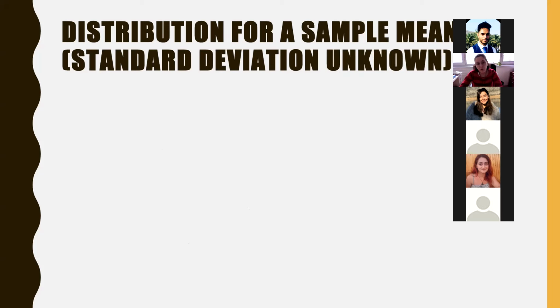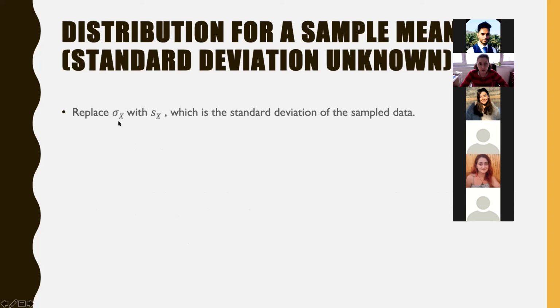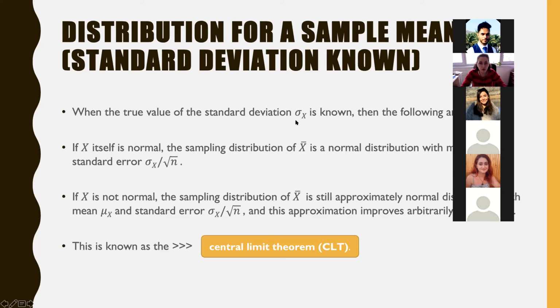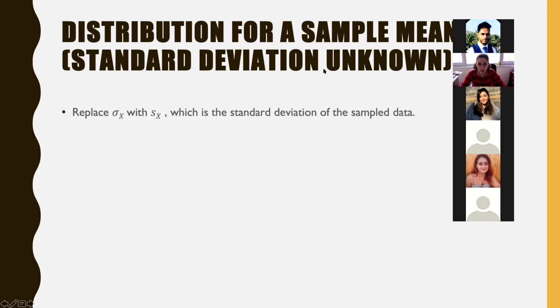And so, for the second case, you are looking for the distribution of a sample mean, but you don't know the standard deviation, okay? You commonly won't know the true value of the standard deviation of the raw measurement distribution, which is generated from your sample data. In this case, you will replace your sigma x, the standard deviation we used before. We can use it if we know it, but if you don't know sigma x, we replace that with s x, which is the standard deviation of the sampled data, okay? So s x is the standard deviation for your sample data.